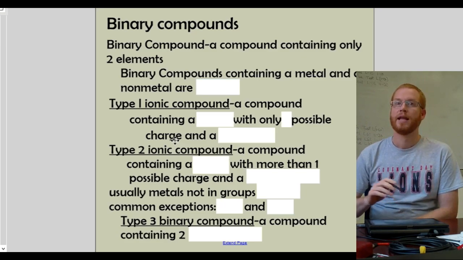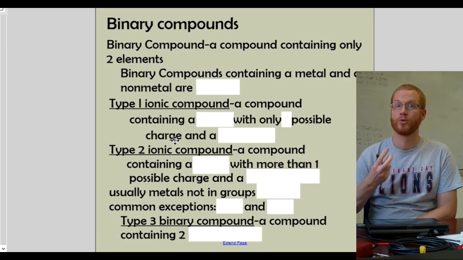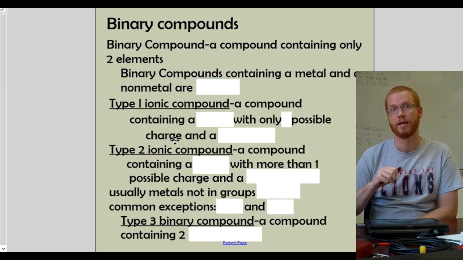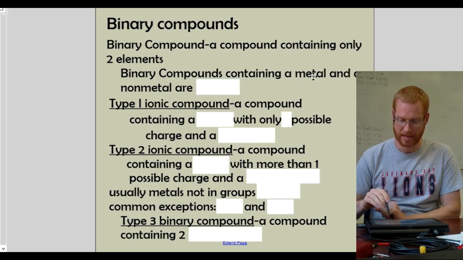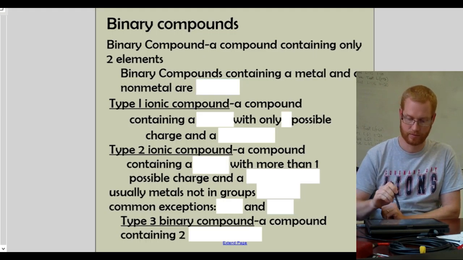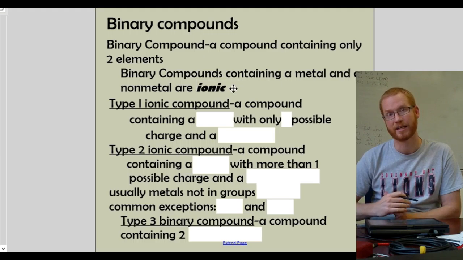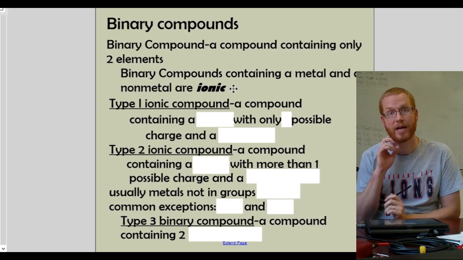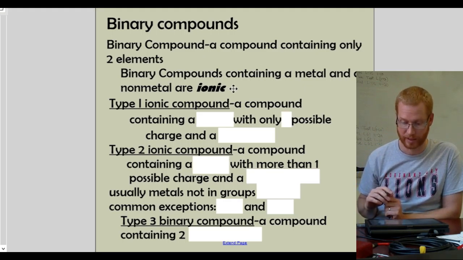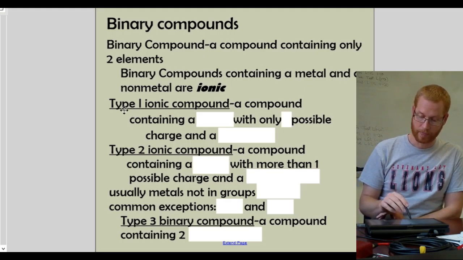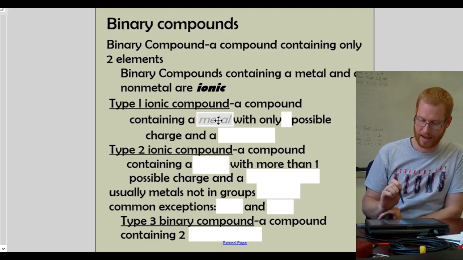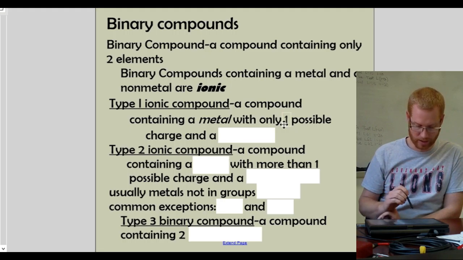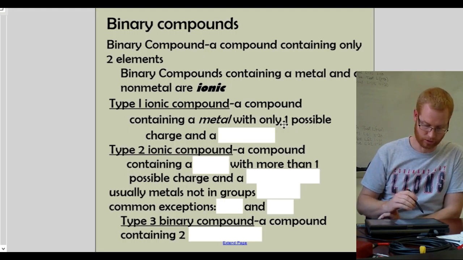Now, there are three types of binary compounds. But any type of binary compound that has a metal and a nonmetal in it is referred to as an ionic compound. So two of the types of binary compounds are both ionic compounds. Type 1 ionic compounds are compounds that have a metal that only has one possible charge.